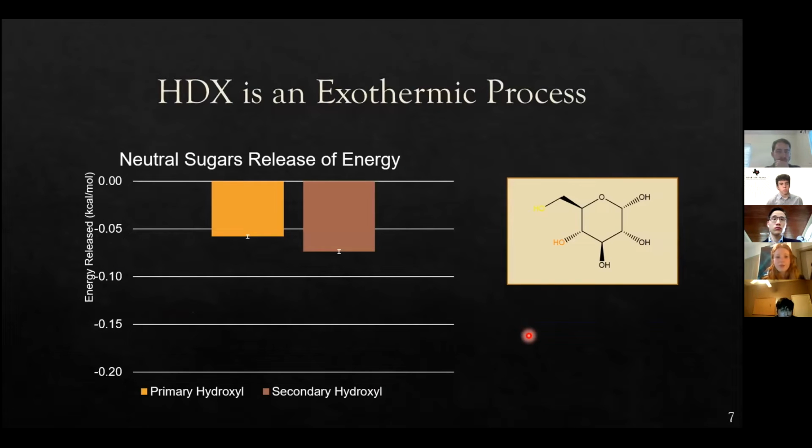So the first thing that we demonstrated was just with a neutral sugar, showing that HDX is going to be an exothermic process. We showed that when this exchange takes place on these hydroxyls here, that's actually going to be associated with a release of energy. So this is a favorable process taking place in the mass spectrometer.